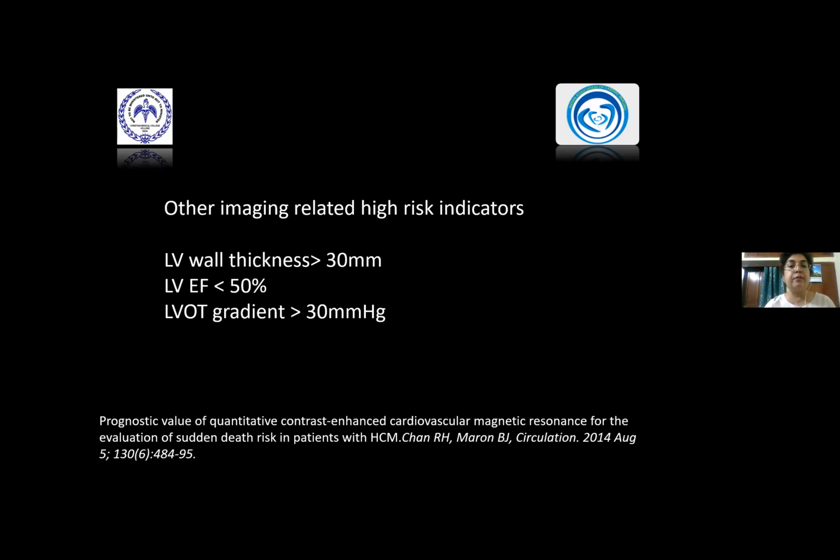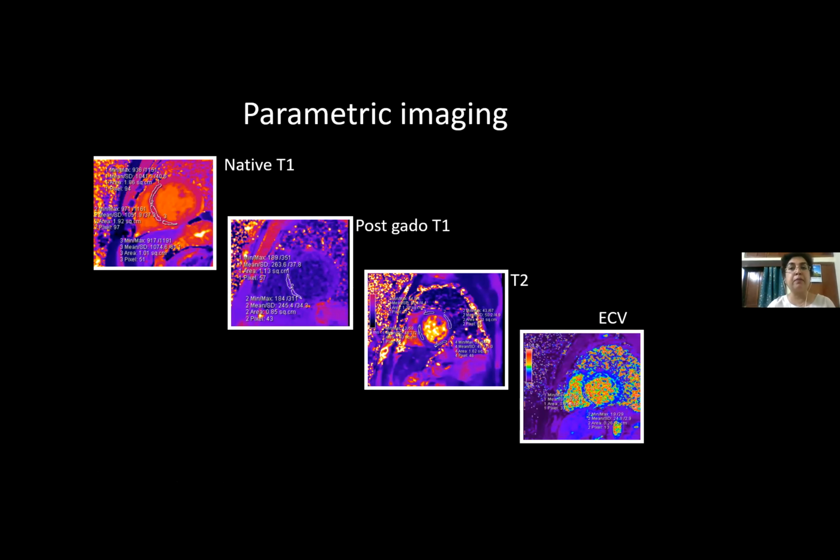What are the other imaging related high risk indicators? LV wall thickness greater than 30 millimeters, low ejection fraction of less than 50%, and a LVOT gradient of greater than 30 millimeters. These were the traditional markers. LGE quantification has given a new angle to the whole perspective. Let's move on to parametric mapping. What is parametric imaging?